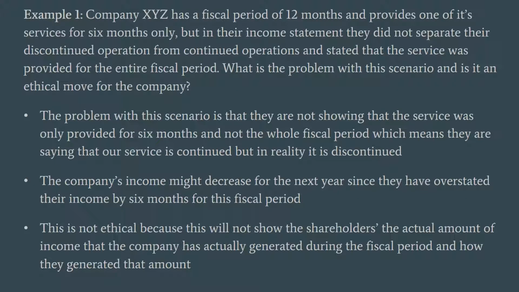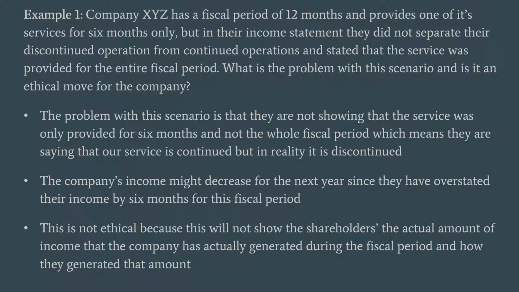Alright, let's do a few examples. Company XYZ has a fiscal period of 12 months and provides one of its services for 6 months only. But in their income statement, they did not separate their discontinued operations from their continued operations and stated that the service was provided for the entire fiscal period. What is the problem with this scenario, and is it an ethical move for the company?